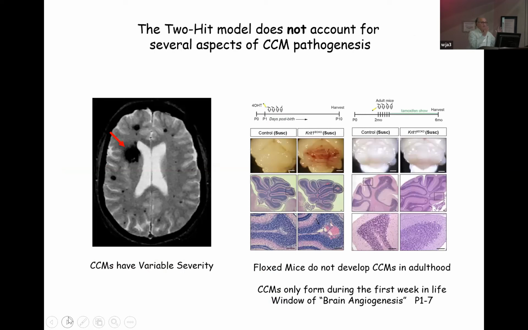So we've got this idea that we've got three genes. We've got this two-hit mechanism that's leading to the formation of the actual lesion itself. But that story doesn't account for several other really important aspects of CCM pathogenesis. One is that even in the familial cases, the CCMs have variable severity.